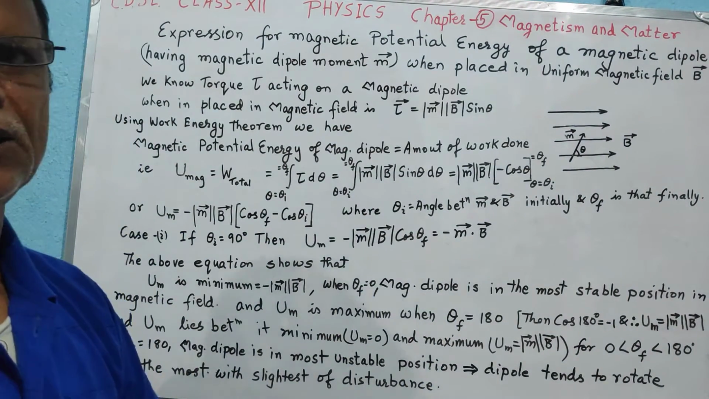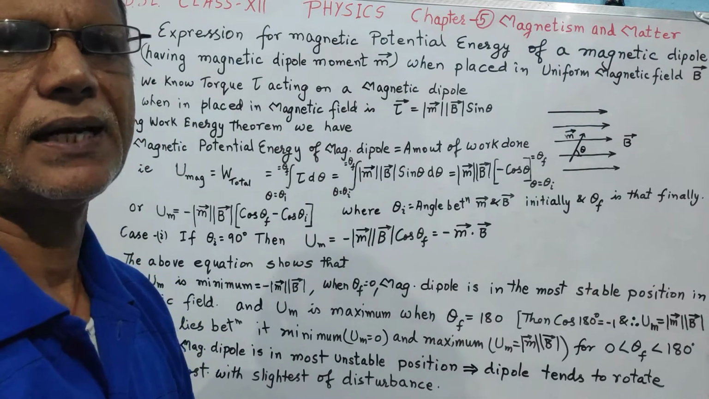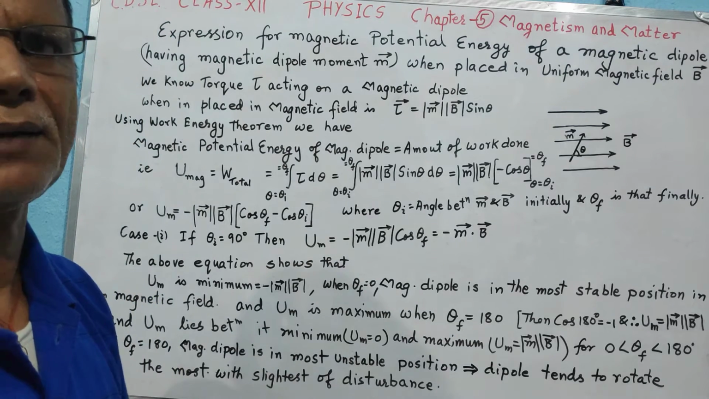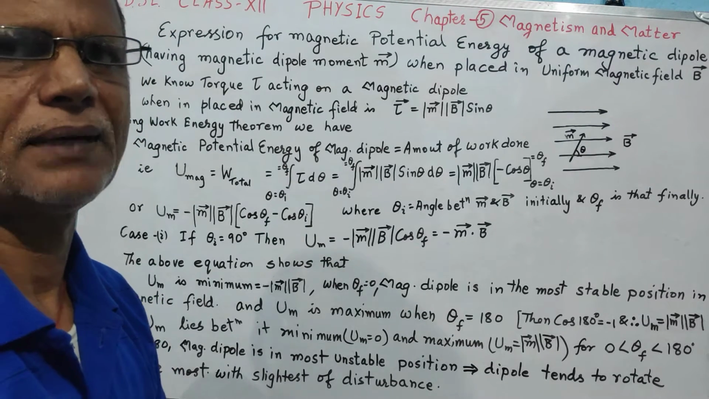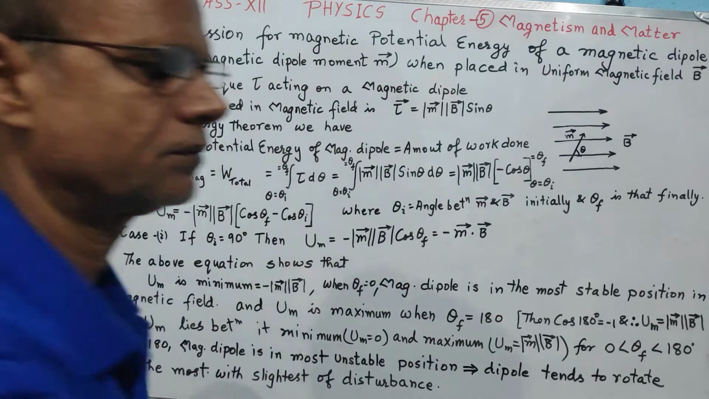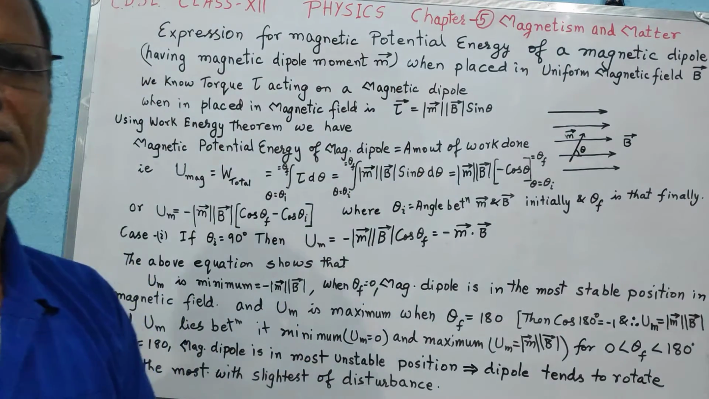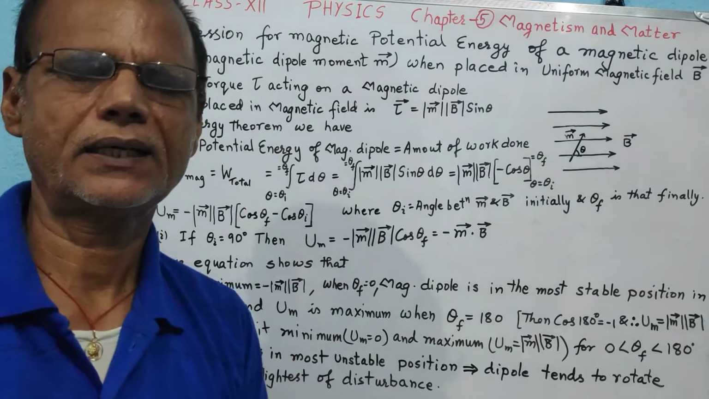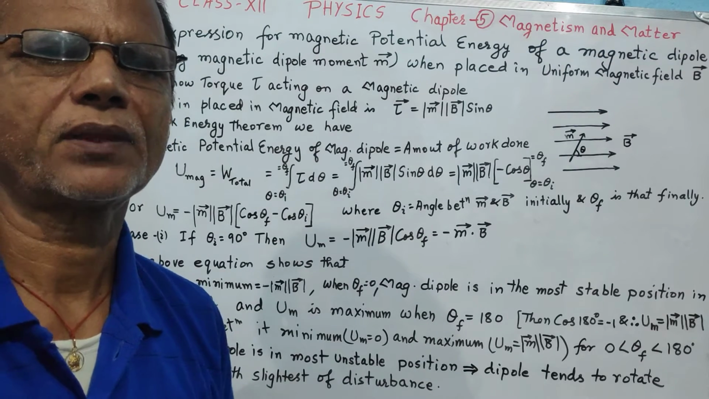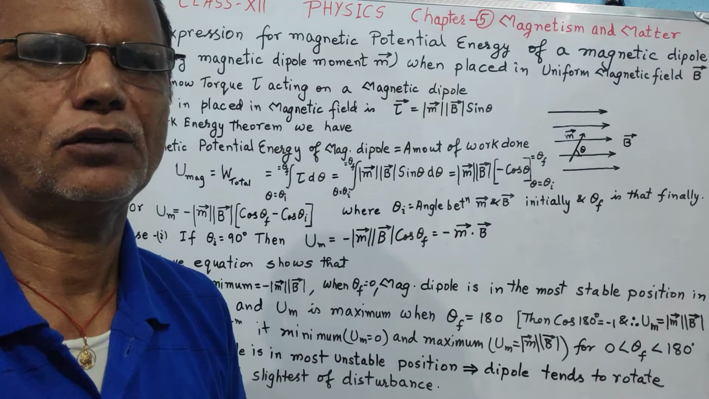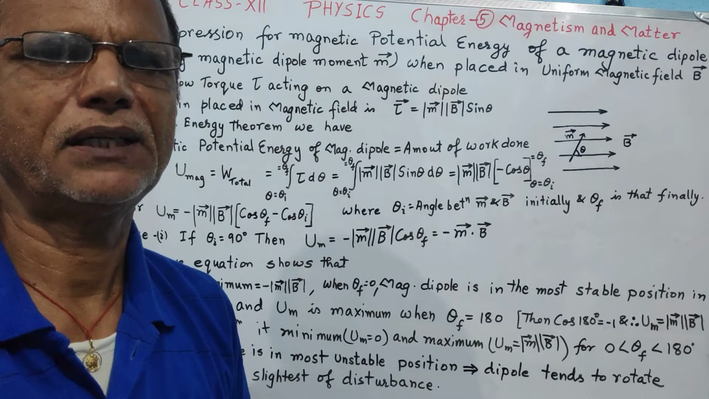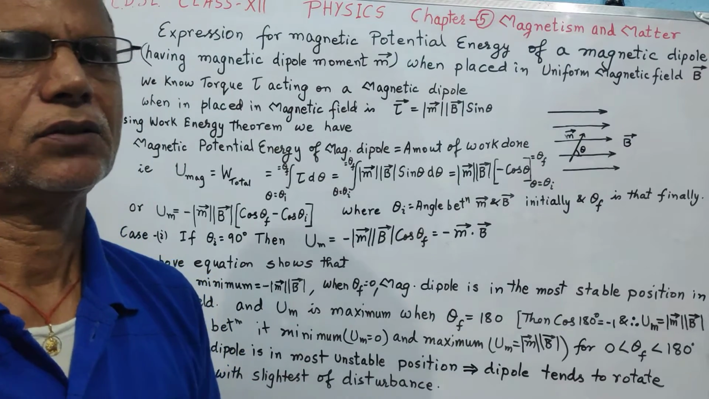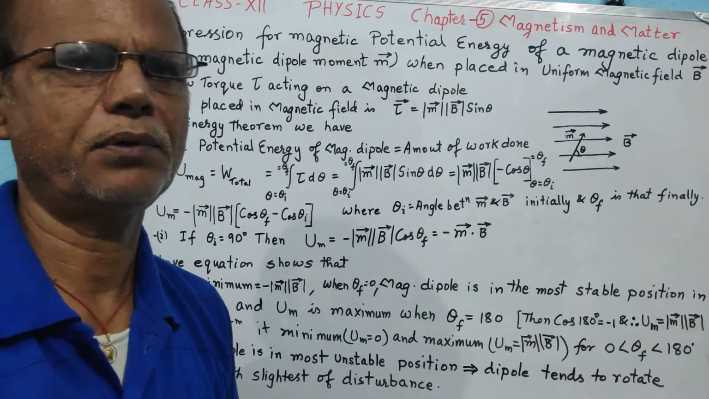Dear students, today we are going to find the magnetic potential energy of a magnetic dipole which is placed in a uniform magnetic field. Before we start, we must recall the concept of the work energy theorem. The work energy theorem says that any amount of work done on a body always remains stored in the form of energy. So we must remember this very important theorem.